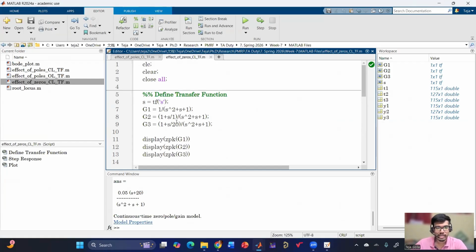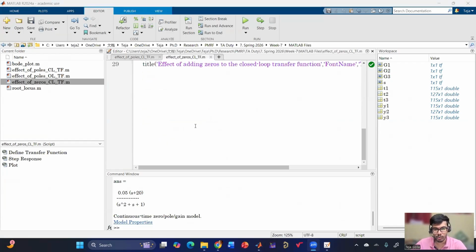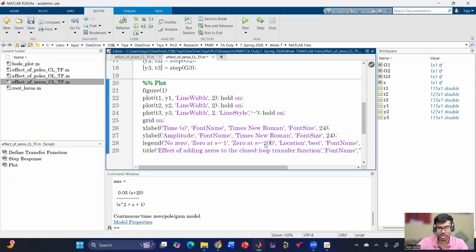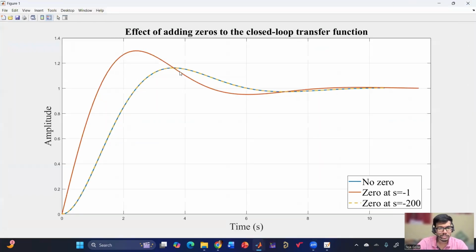Now let us see if I push it further. Initially it was at 20, now I'm pushing it to 200. So let me change this. It is at 200, so let us run. My response says it is perfectly matching. That's why I have used a dotted line, so that we can see it is overlapping. The last one, yellow color, is overlapping with the blue color, which is my original transfer function, saying that if I am adding a zero which is far away from the imaginary axis, it doesn't have any effect on the response.